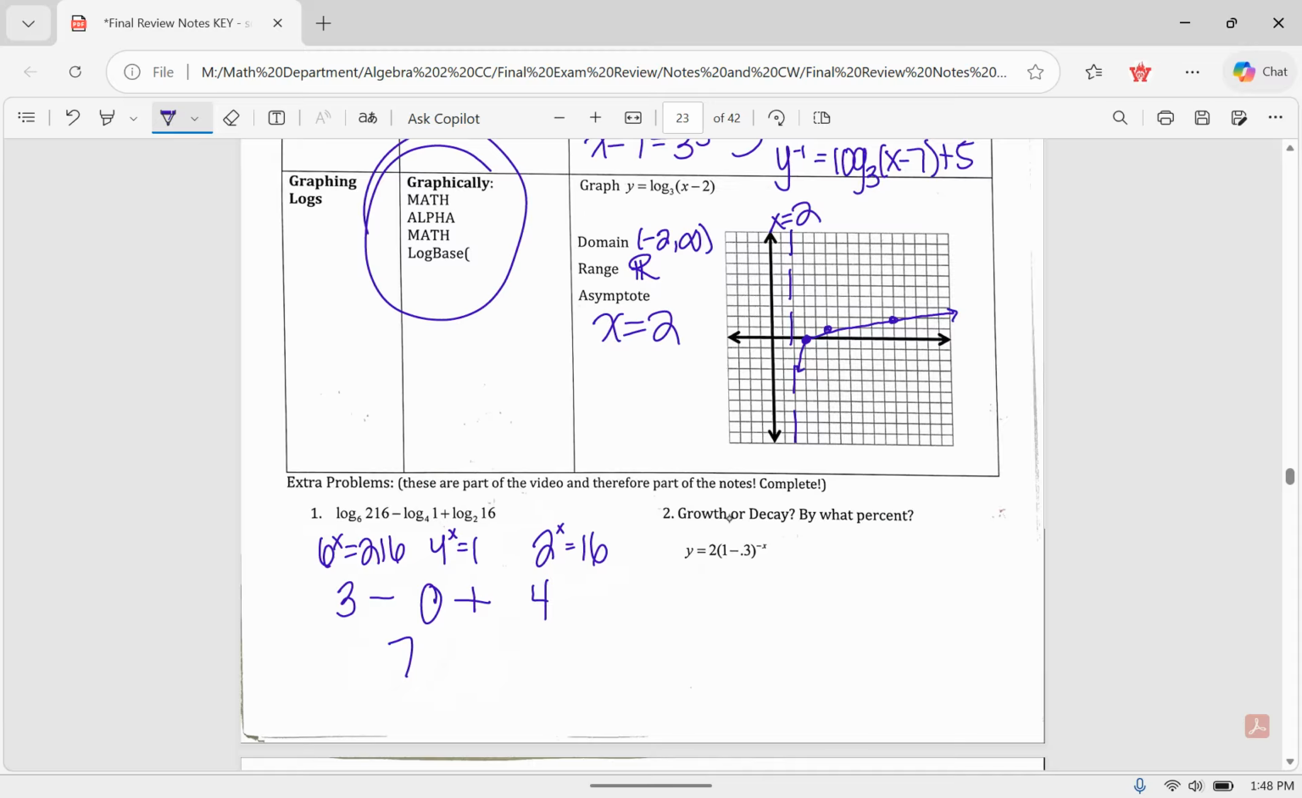Lastly here for this question, growth or decay and by what percent? Be careful, you have a negative x here, and that's important to note because at a quick glance, you might think it looks like this, and you would say exponential decay, but that's a negative x. So this is y equals 2 times 0.7 to the negative x, and I can bring that negative 1 inside using my exponent rules. And if you actually type 0.7 to the negative 1 in your calculator, this is what you're going to get.